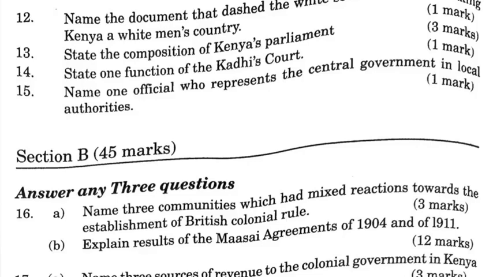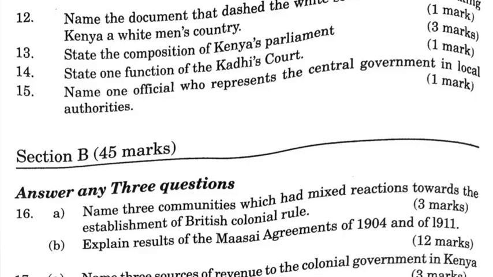14. State 1 function of the Kadhi's court: to settle marriage and divorce cases between Muslims. 2. To settle inheritance disputes between Muslims. 15. Name 1 official who represents the central government in local authorities: the district commissioner. 2. Clerk to the council. 3. Nominated councillors. Section B, 45 marks.